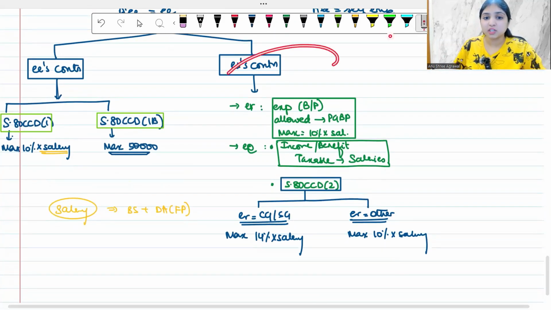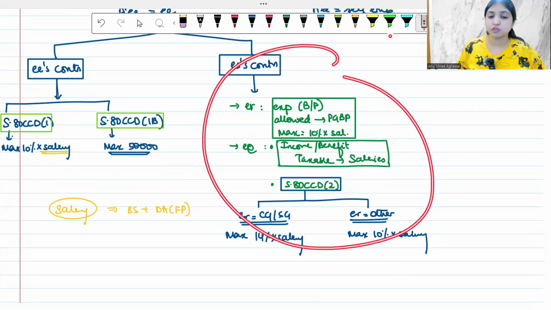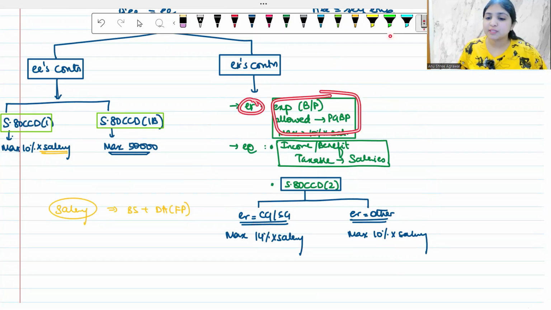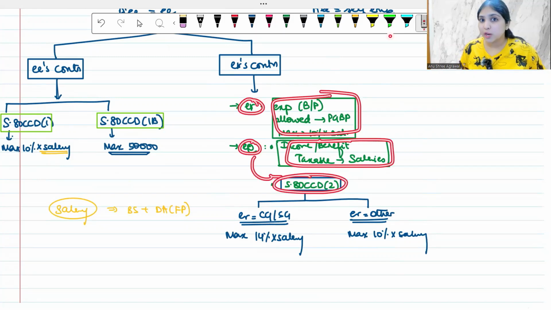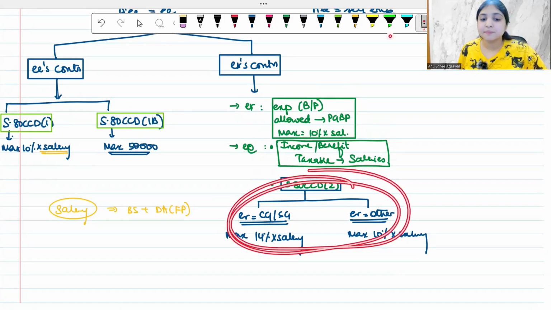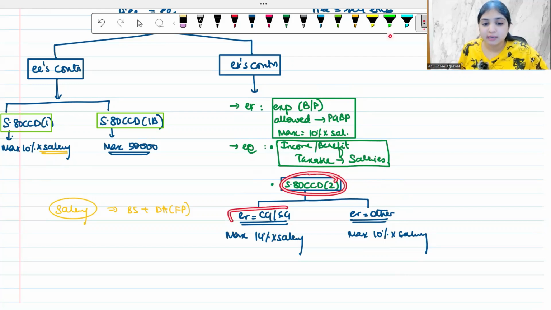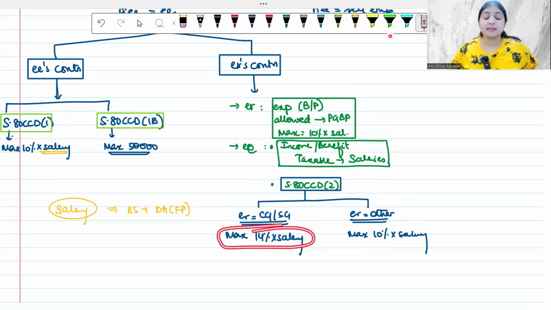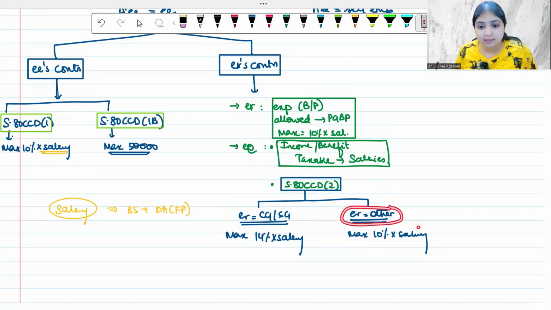This is our entire discussion with respect to employer's contribution. So, employer's point of view we've discussed. Employee's point of view we've discussed. Employee will also enjoy 80CCD 2 deduction. This is the part which is relevant for Chapter 6A. How much 80CCD 2 deduction? If the employer is central government or state government, maximum 14% of salary. If the employer is any other employer, maximum 10% of salary will be allowed.